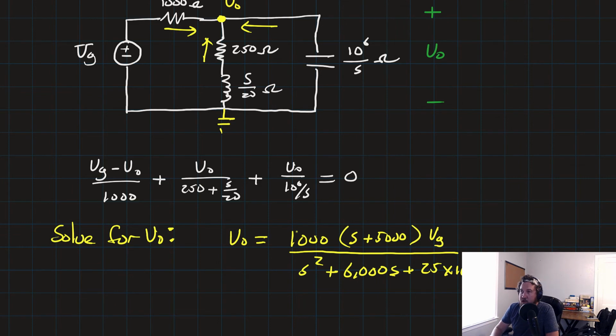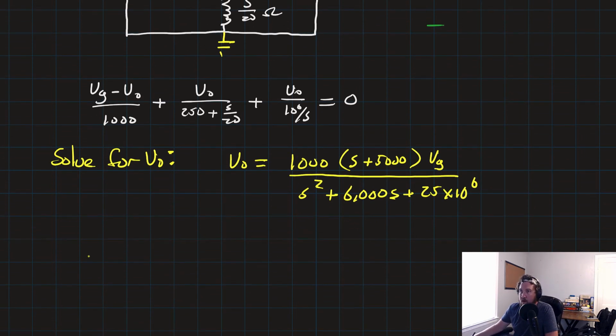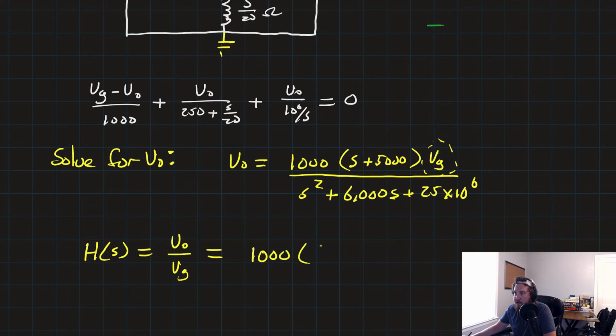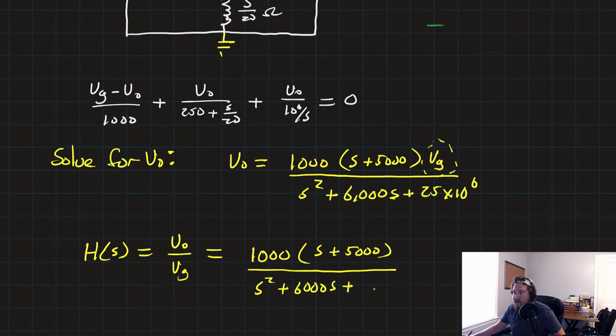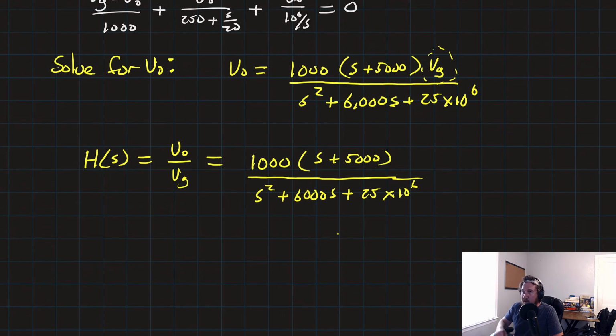Now that means to get our transfer function, our H of s is equal to V naught over VG, which means we can just bring our VG down under V naught, and that's going to get us our final answer for the transfer function, which is 1,000 times s plus 5,000 over s squared plus 6,000s plus 25 times 10 to the 6. So there we go. There is our transfer function, H of s.